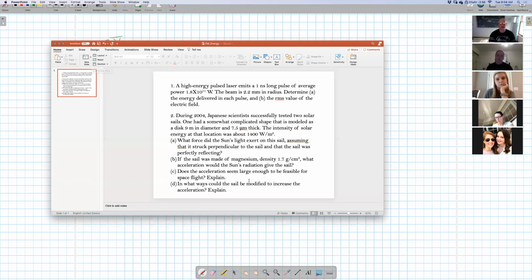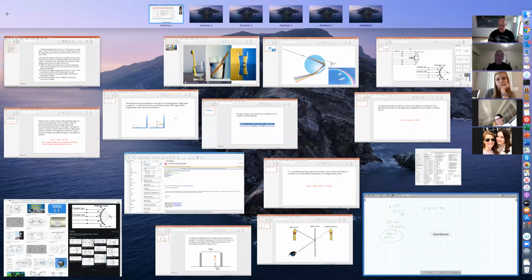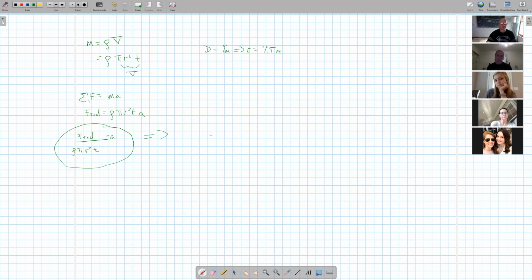The last part is more of a conceptual thing. How could you make this accelerate faster? From here, we can see that the acceleration is equal to f rad divided by the mass. So f rad is a fixed number, which means that to make the acceleration as big as possible, we want to make the mass as small as possible. So part D is asking, how can I make the mass as small as possible?